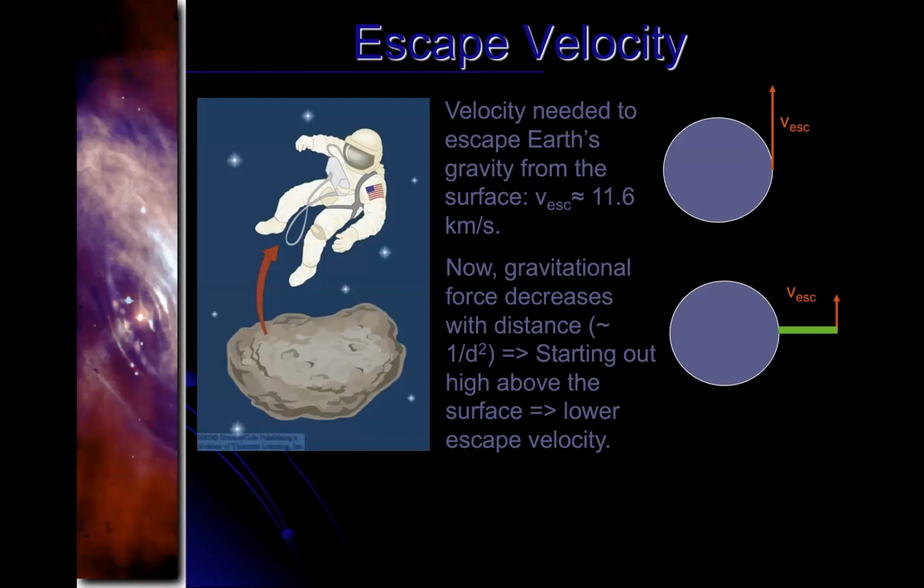Different objects have different escape velocities. The bigger the object, the greater the escape velocity. For example, the escape velocity from Earth's surface is 11.2 kilometers per second. As the gravity grows stronger, the escape velocity gets bigger and bigger and bigger.